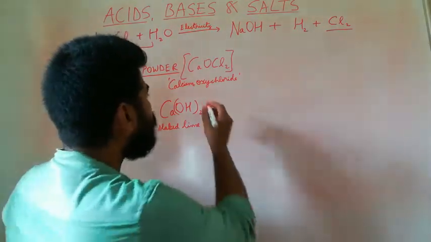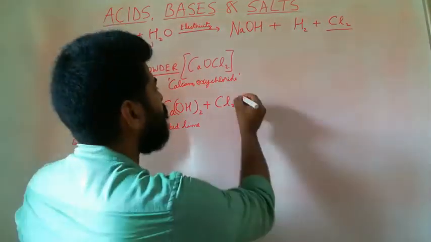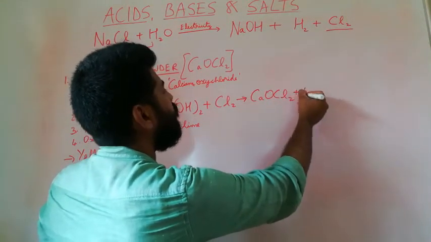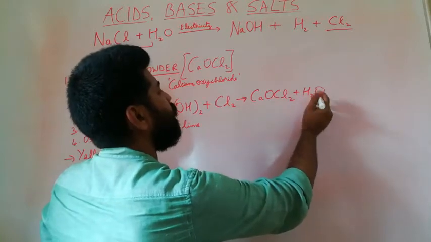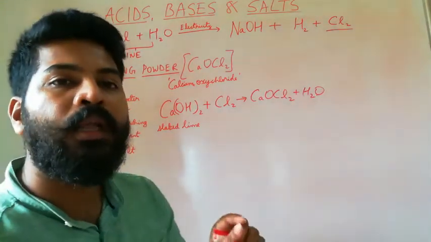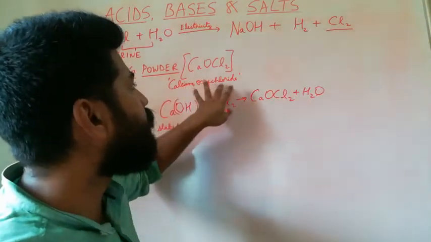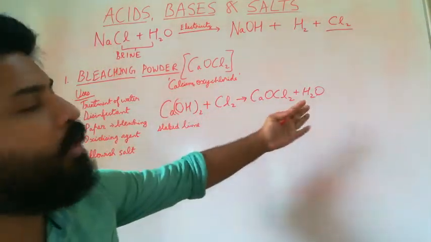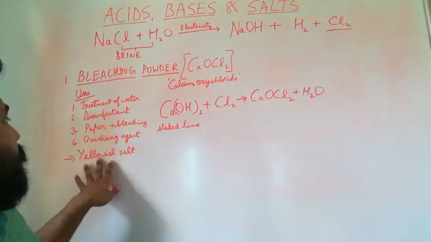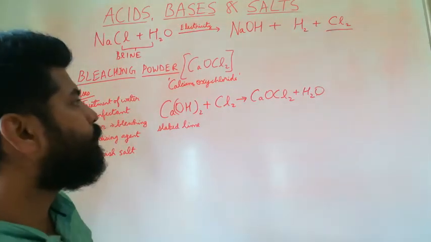When we pass chlorine gas through slaked lime, we get bleaching powder, that is CaOCl2, and water is also formed. This is the chemical reaction involved in the formation of bleaching powder. It is calcium oxychloride. Very simple chemical reaction, important for the exam. So its physical nature is given and its uses are provided.